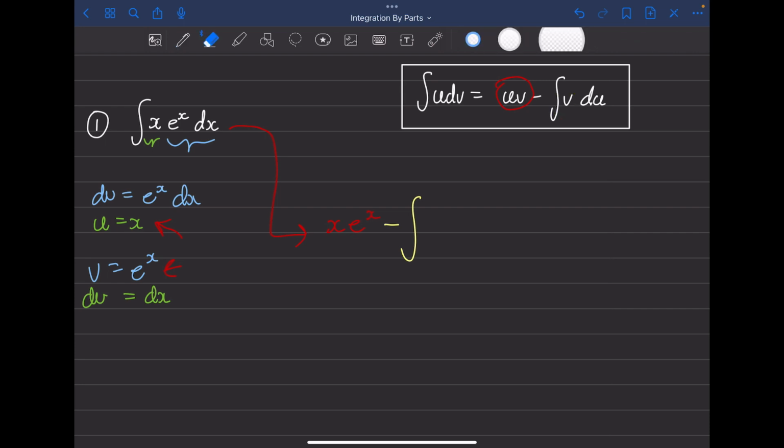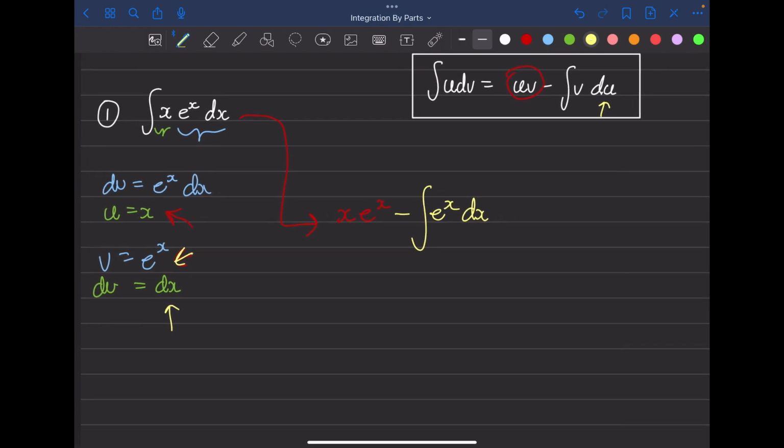What is v? We already found that. v is equal to e to the power of x, so e^x. And then what is du? du is equal to dx. So dx over here. And we are almost done. We have one more step to go.